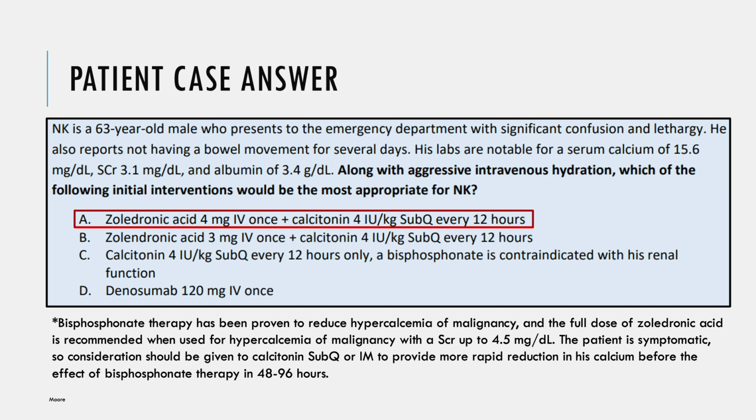The patient is symptomatic, so at this point we would want to consider use of that calcitonin sub-Q or IM, and again not intranasally, to provide a more rapid reduction in the calcium before the effect of the bisphosphonate therapy in about 48 to 96 hours.